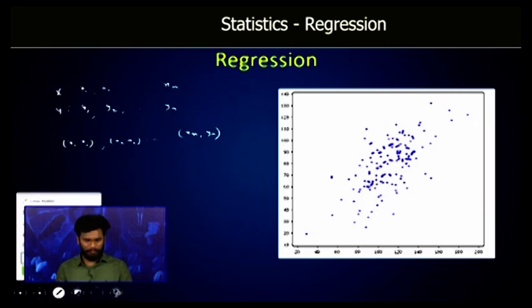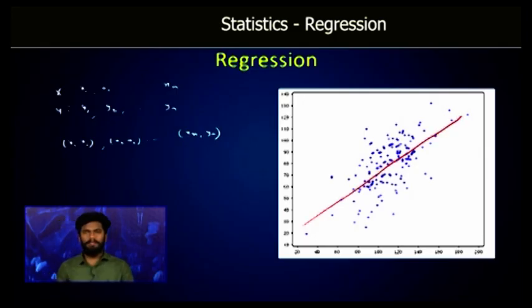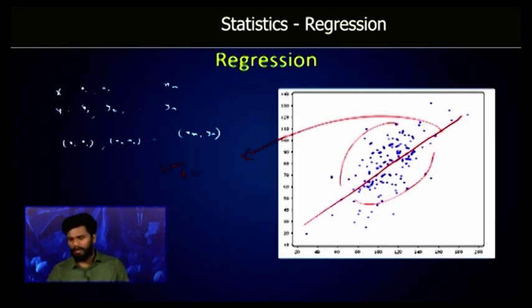Now, when you draw a line passing through the points, where all the points are concentrated on and around the line, then this is called the linear regression line. We can draw so many lines, but which line is perfect for the data?